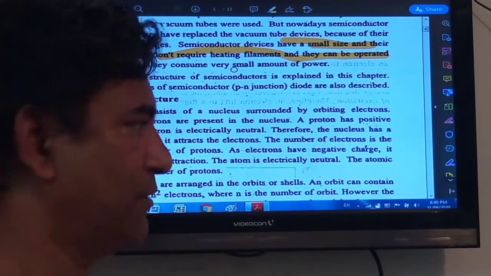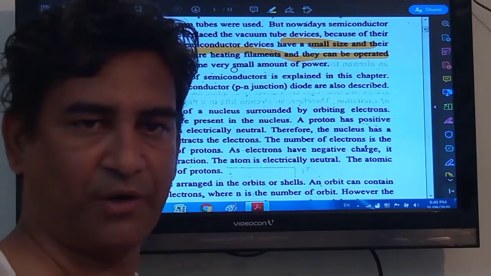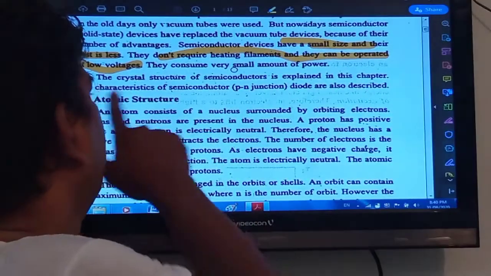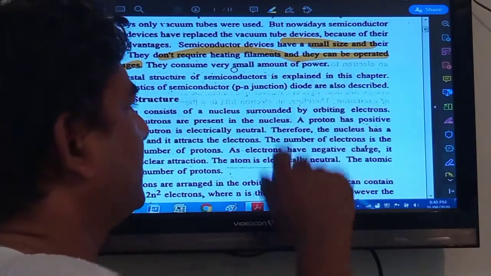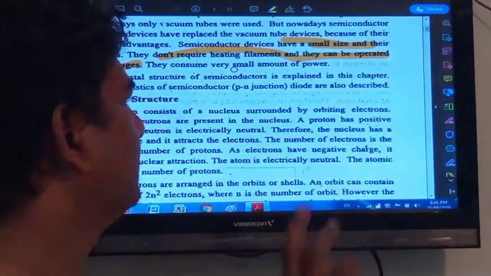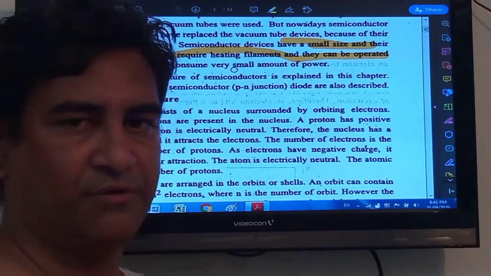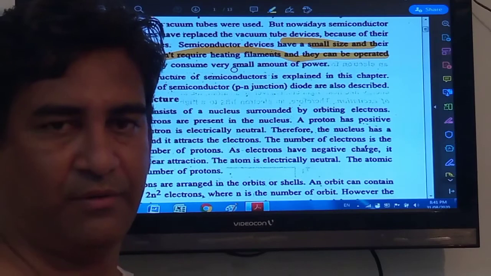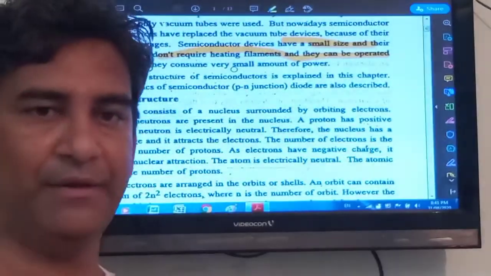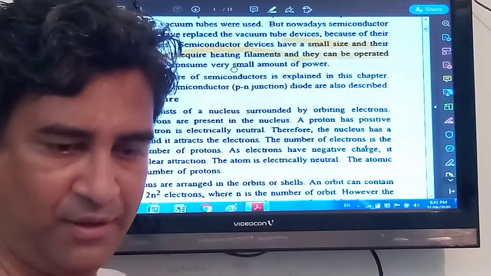Okay, this definition and the small part which is written in the book is very important, though it is only the introduction. Then the crystal structure of the semiconductor is explained in this topic. The characteristics of the semiconductor diode are also described. Okay, what is the junction, what is the P, what is the N, this whole thing is discussed in this topic.